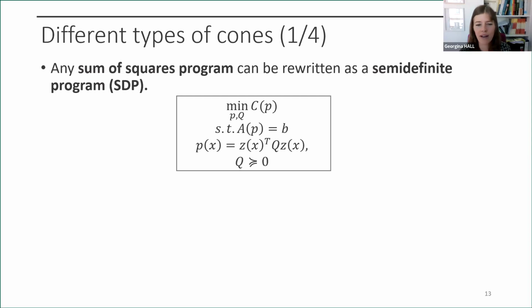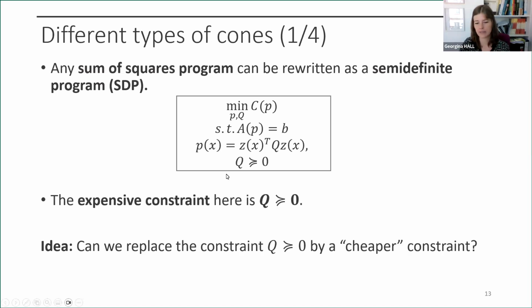So this is what the SDP looks like, right? And the expensive constraint here is Q positive semi-definite. So this is the constraint that throughout we're going to be looking to replace. Now, why is this constraint the expensive constraint? It's because this objective is linear in the coefficients of P, and these constraints are affine in the coefficients of P.